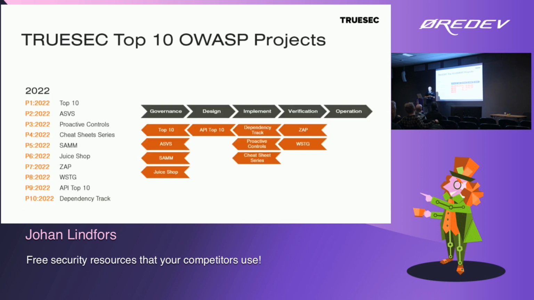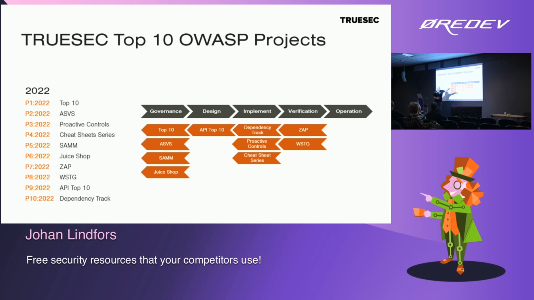And OWASP has mostly been famous for its top 10 list of vulnerabilities, and I will naturally talk about that as well, because that's what people usually get introduced to. But I'm going to use the governance perspective of where we are in our project cycle and how we do development.